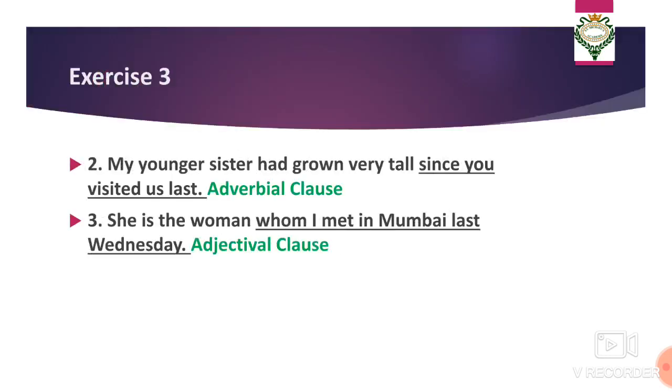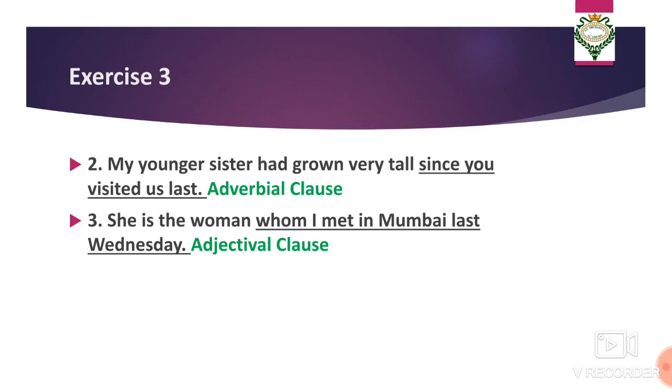Now let us do some exercise. This is exercise 3 of your book. You will find this in page number 72. Over here, first you have to underline the dependent clause and then you have to state whether it is adjectival clause or adverbial clause. Number 1 is done in your book. So over here, number 2.